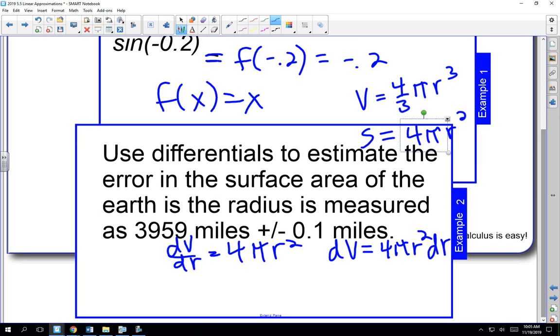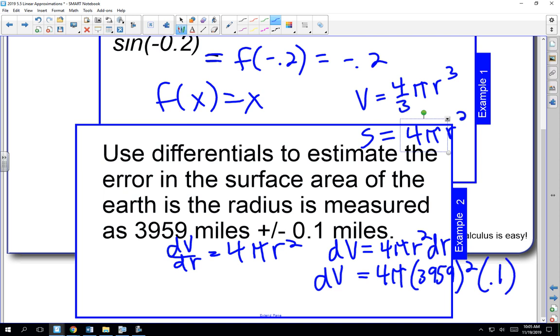So we're going to go like this. We've got dV, which is the differential here, equal to 4 pi times 3959 squared times 0.1. Go ahead and calculate that. And this speaks to the amount of change that could happen if you were just off by 0.1 miles. Like, how different could you end up in terms of the surface area? It's like 9,000 something.